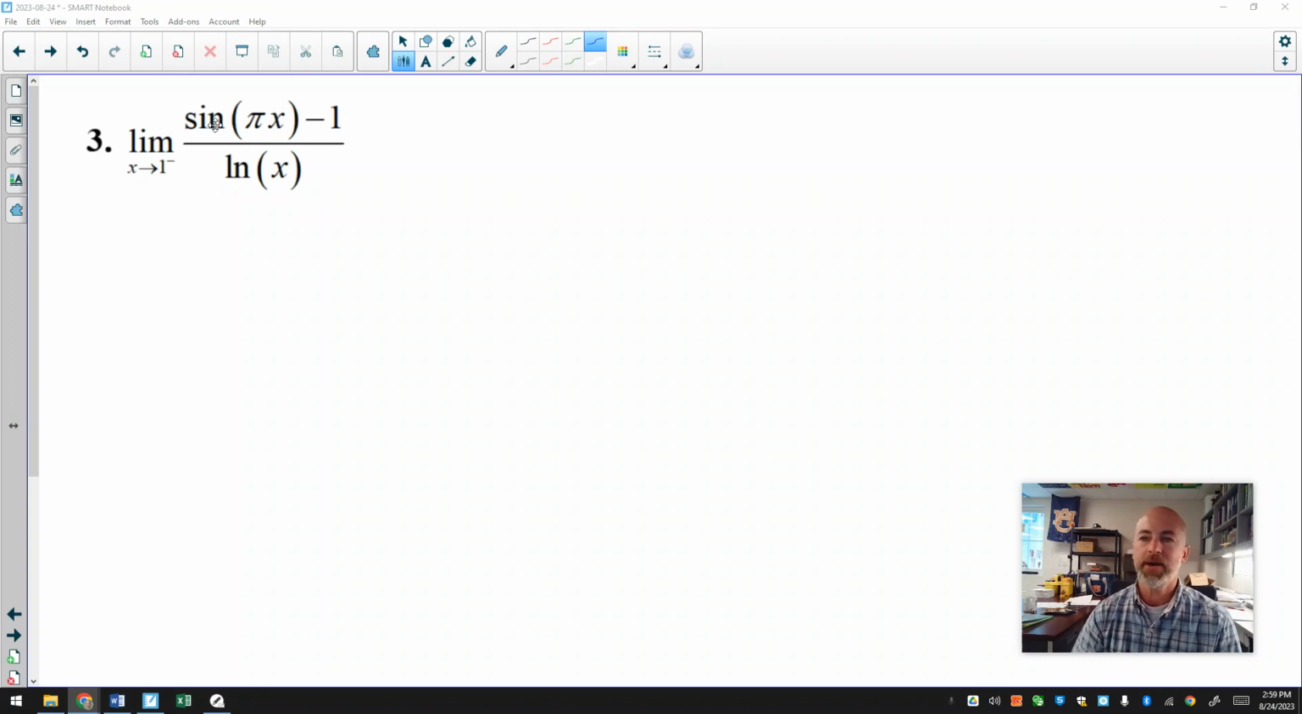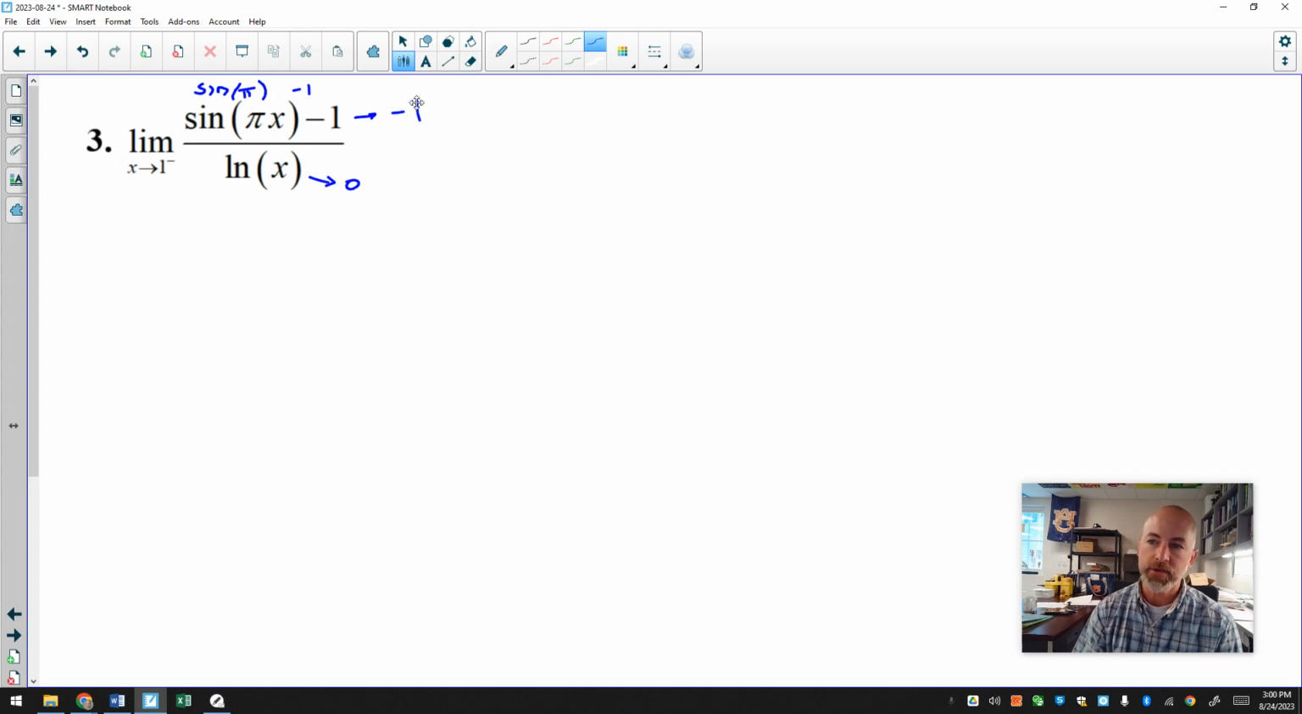The ugliness, however, should not stop you from doing that initial step of substituting. You should know that if you plug in 1 for x, we will have sine of pi minus 1. The sine of pi is 0. 0 minus 1. My numerator will approach negative 1. My denominator, the natural log of 1, you should know is 0. So my denominator is approaching 0.